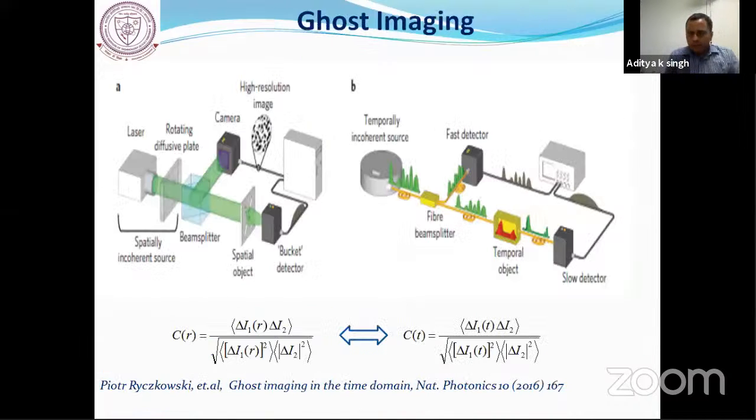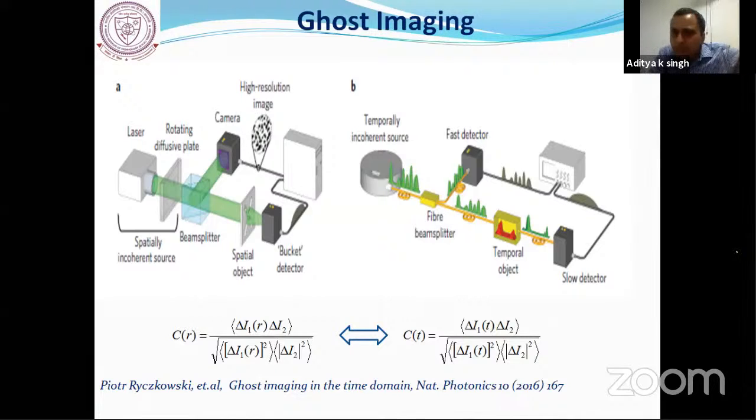So ghost imaging is also a part of the correlation-based imaging system. If you see the figure here, consider a laser beam passing through a diffuser which generates a kind of thermal light source, and this light is divided into two parts by a beam splitter. One part of the light goes to illuminate the object, which is represented by a spatial object. When I say spatial object, I mean an object which has spatially varying values. It's not a binary object.